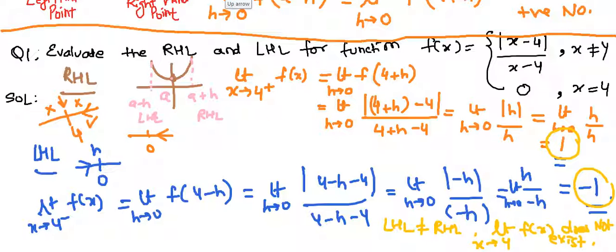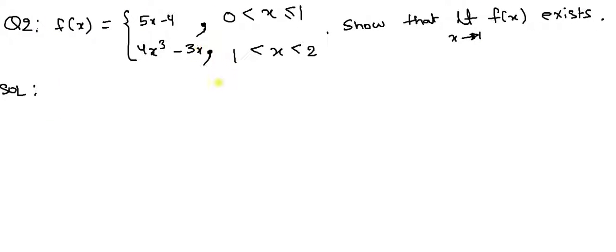Watch my another example. Now we have another question here. f of x is given over this whole range. For x from 0 to 1, this function is valid, and for x greater than 1 and up to 2, this function is valid. And you need to show that the limit exactly at x equals 1 of f of x exists.